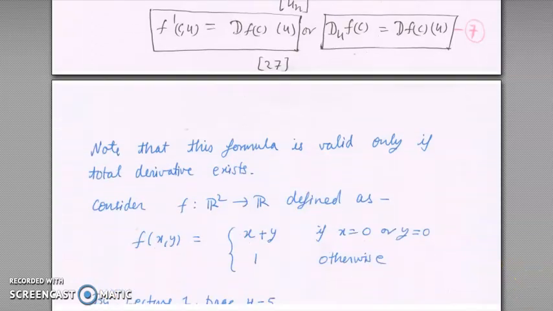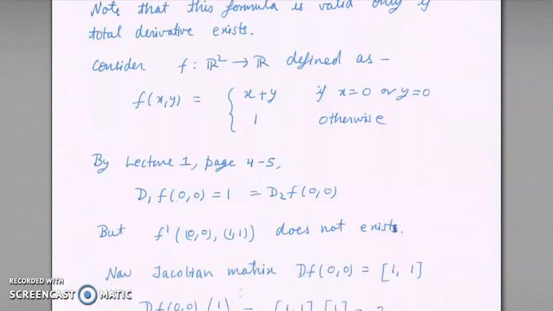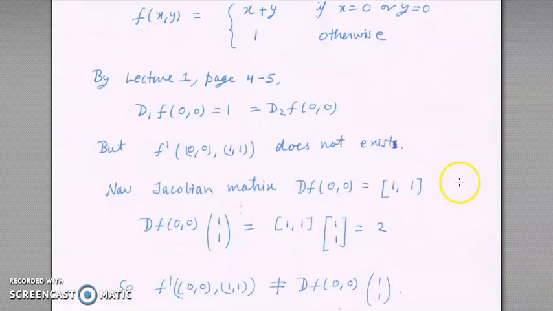So for example, suppose f is a function from R2 to R defined as f of xy is equal to x plus y if x is equal to 0 or y is equal to 0, and 1 otherwise. So in lecture 1 we have seen that d1 f of 0 0 is 1 and d2 f of 0 0 is also 1, and f dash 0 0 1 1 does not exist. But if you go through this formula, because the partial derivatives exist, the Jacobian matrix will exist. So df at 0 0, if you determine, is d1 f 0 0 and d2 f 0 0, so its value is 1 1, so the Jacobian matrix is 1 1.